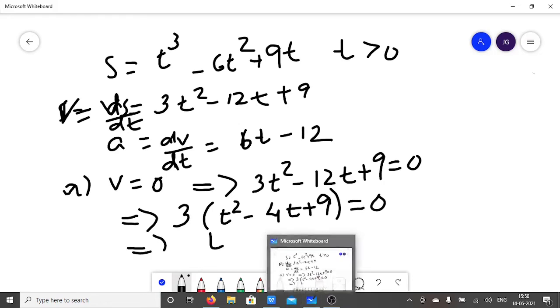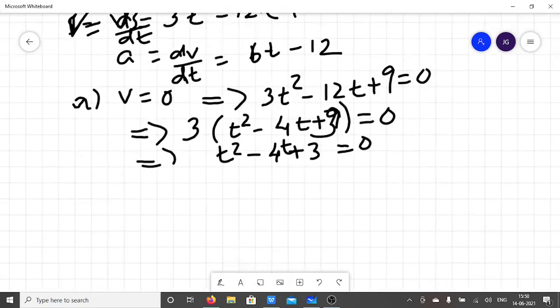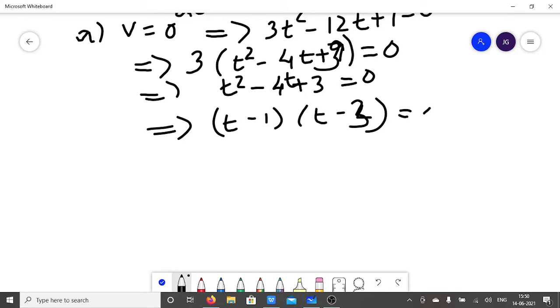Which implies t minus 1 into t minus 3 is equal to 0, since the sum is equal to minus 4 and the product is equal to 3. So t minus 1 into t minus 3 equal to 0, or t equal to 1 and t equal to 3.